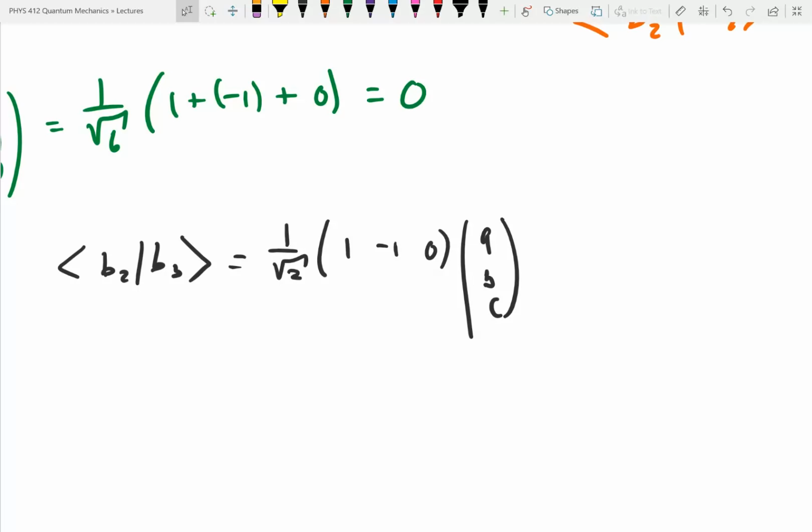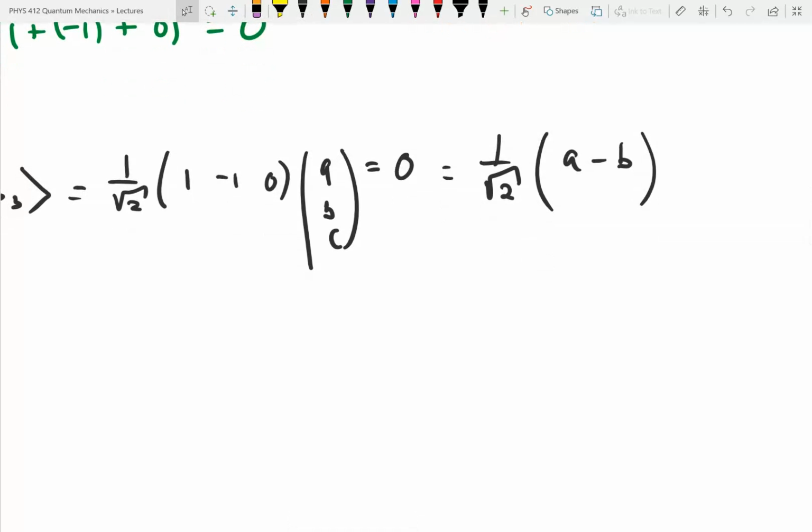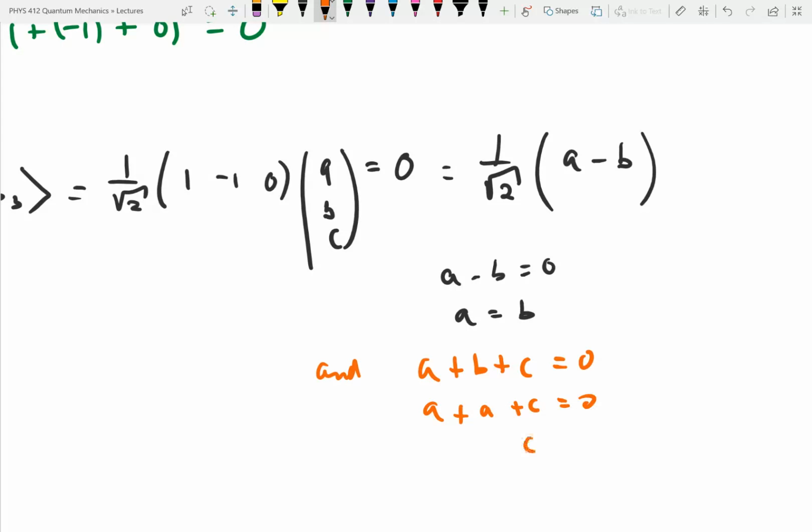And if they're orthogonal, what is this going to have to be? So now we multiply it through by 1 over root 2. Obviously, the 1 over root 2 doesn't matter if it's going to be 0. So I have A minus B equals 0. So A has to equal B. And if you don't remember what we've done, you might feel like we're stuck. But we already had the equation A plus B plus C equals 0. So that means I'm going to have A plus C equals 0, C equals minus 2A.